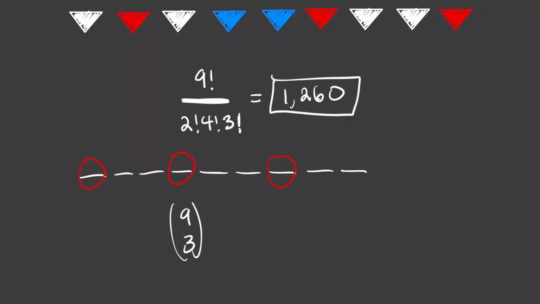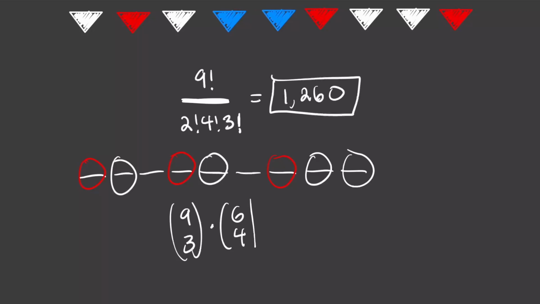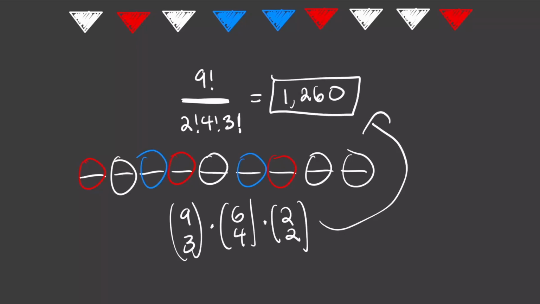Now, once we have done that, we have 6 places left to put our 4 white flags or blue flags. It doesn't matter which one you do first, but let's say white flags. So let's say I chose here, here, here, and here. So I have 6 choose 4 ways to do that. And once I've done that, I just have my 2 blue flags left to put in the remaining positions. So it's just going to be times 2 choose 2, and you're going to get the exact same answer once you multiply this out.